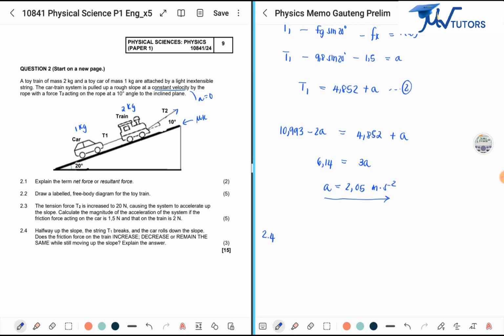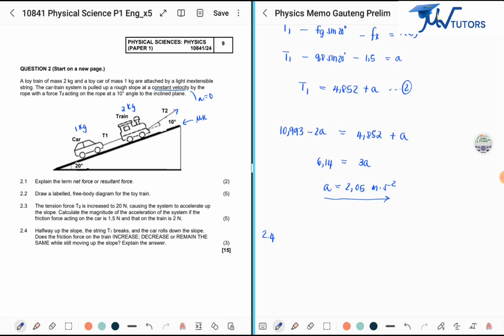And now 2,4. It says halfway up the slope, the string T1 breaks, meaning the car rolls down the slope. Does the friction force on the train increase, decrease, or remain the same while still moving up the slope? If you think about it without thinking too much, you'd be like, well, what does friction consist of? But in your head, you're thinking the car is gone, so the train is not pulling that much anymore. It will actually accelerate up the slope more because there's less baggage.